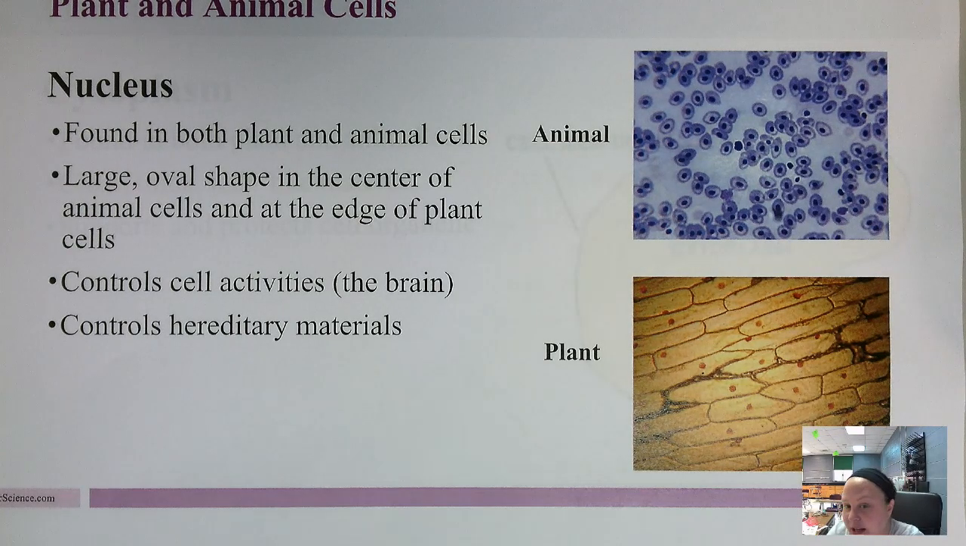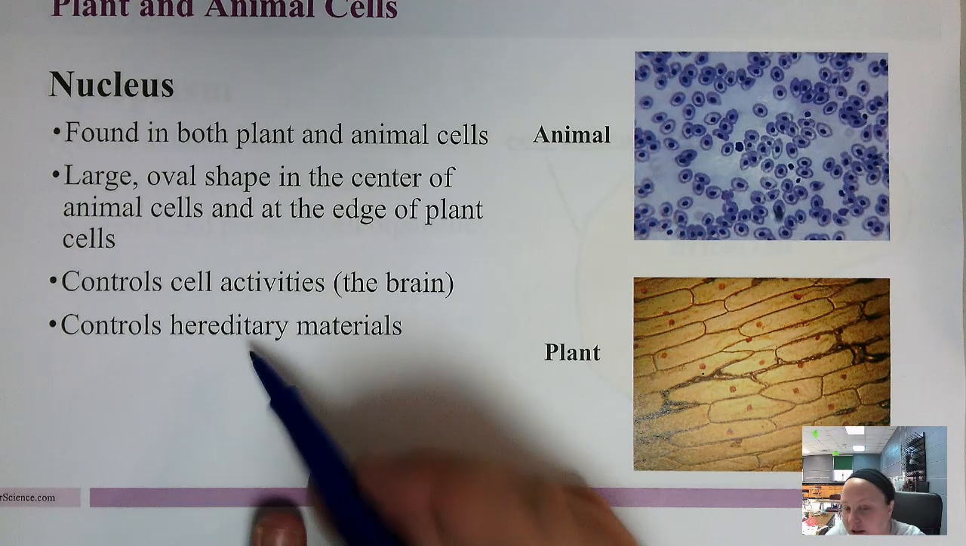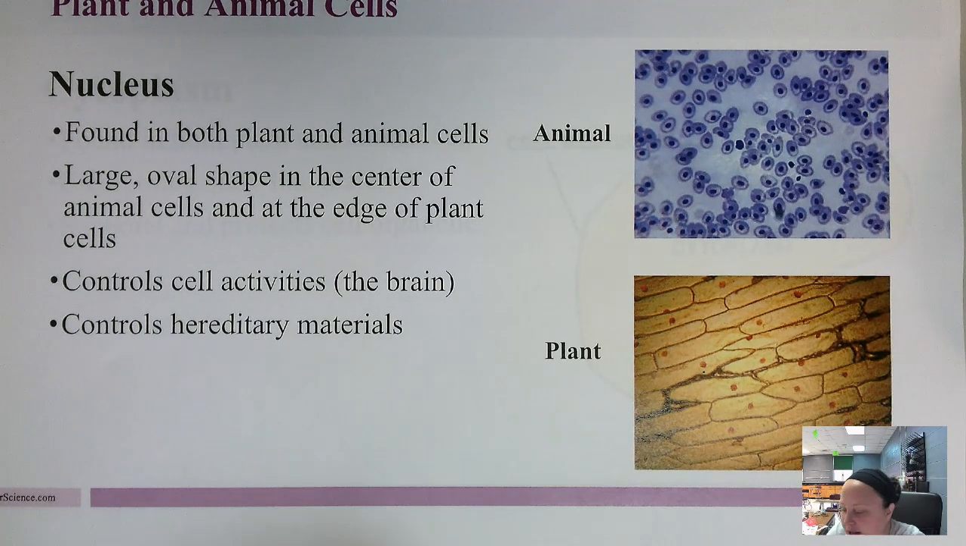It controls your DNA, which is called the hereditary material. So it tells the cell what it's going to be. Oh, you're going to be a kidney cell, or you're going to be a skin cell, or for the plants, you're going to be a leaf cell, or you're going to be a stem cell. So that controls what that cell is going to become.